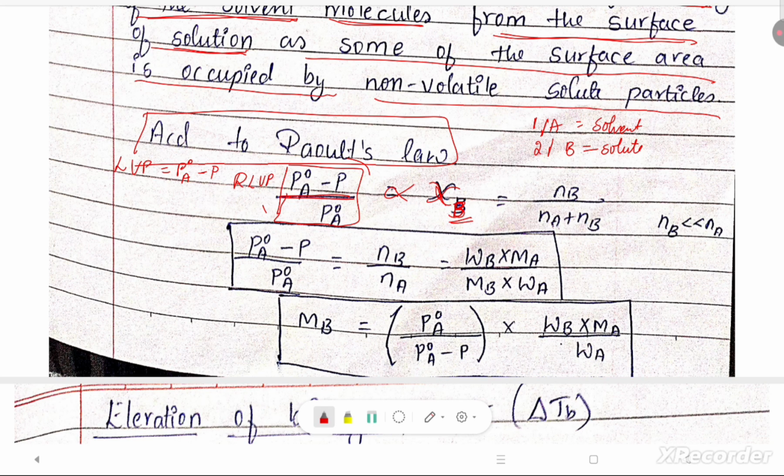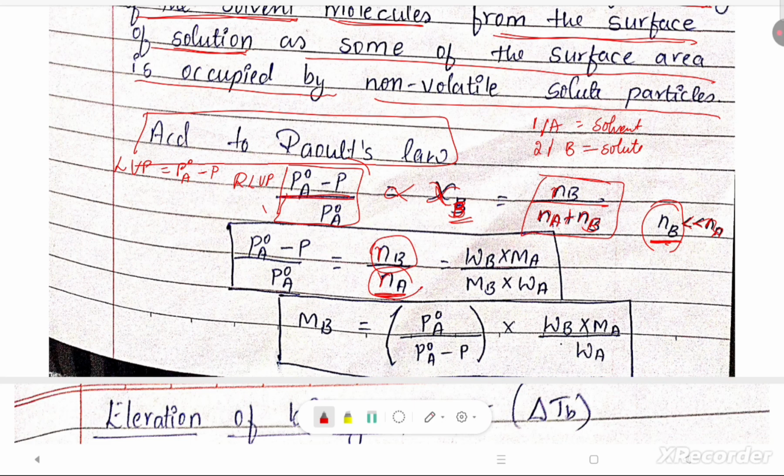If you expand this, you will get nB by nA plus nB. This formula you know already. In this solution, the number of moles of solute is very less than the number of moles of solvent. So we ignore it. By neglecting nB in the denominator because it is very small in amount, we will get nB by nA.